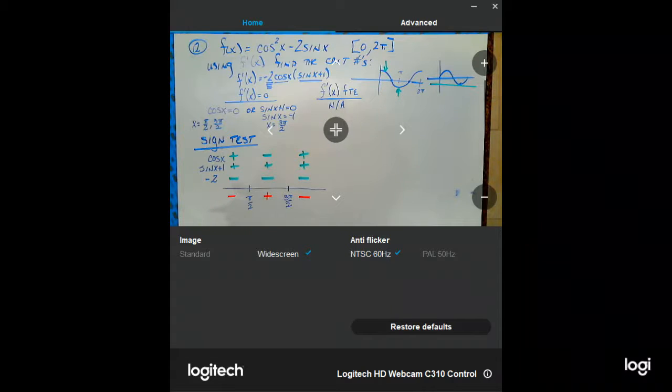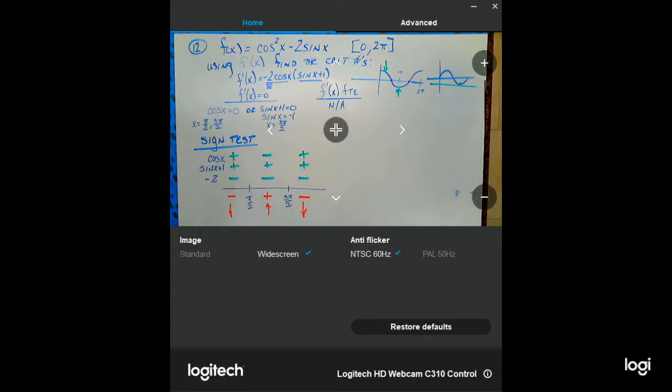Remember, we're asked to tell them when the function is increasing and when the function is decreasing. Well, we know it's decreasing here. We know it's decreasing here. We know it's increasing here, right? So this would be decreasing. This would be increasing. This would be decreasing.